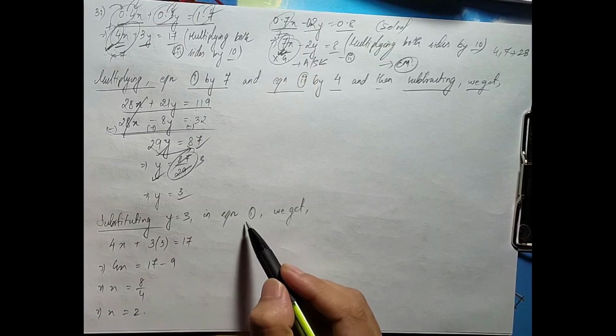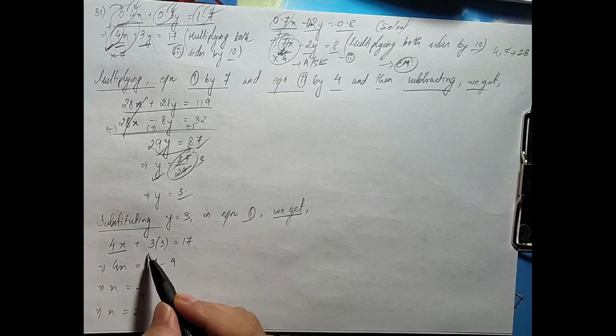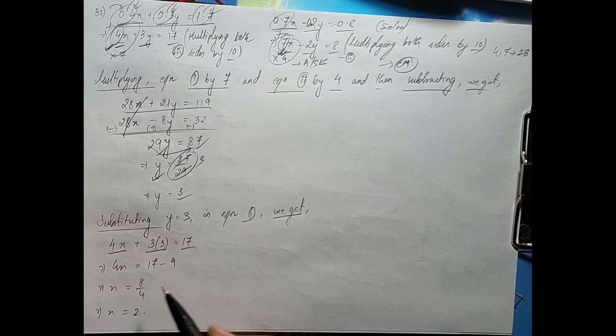Substituting y is equal to 3 in equation 1, we get 4x plus 3 into 3 is equal to 17. 4x is equal to 17 minus 9. x is equal to 8 by 4. If we cancel, we get 2. x is equal to 2. Therefore, x is equal to 2 and y is equal to 3.